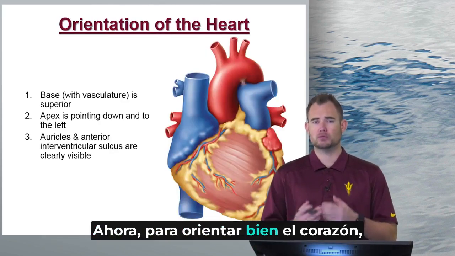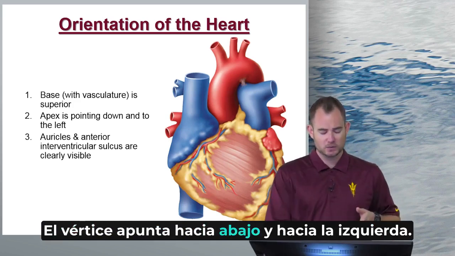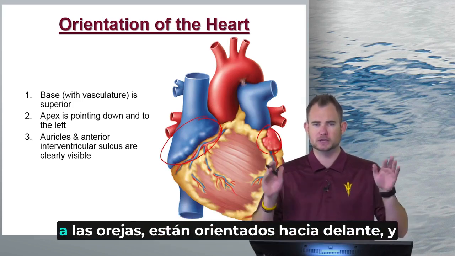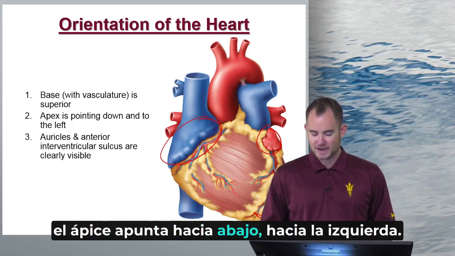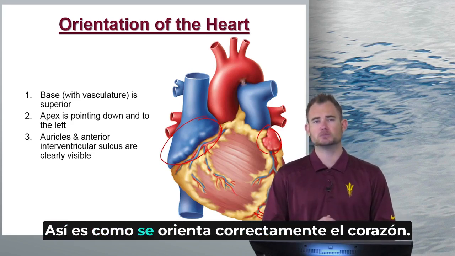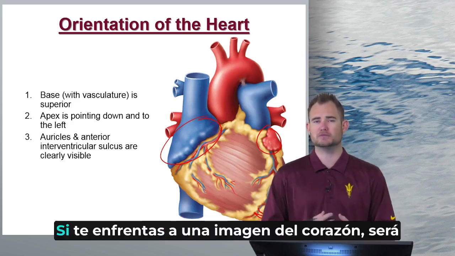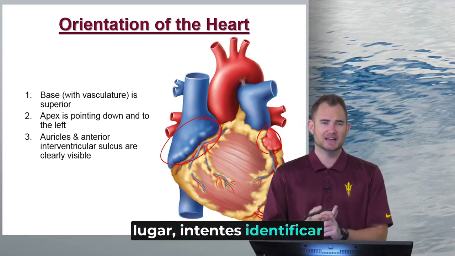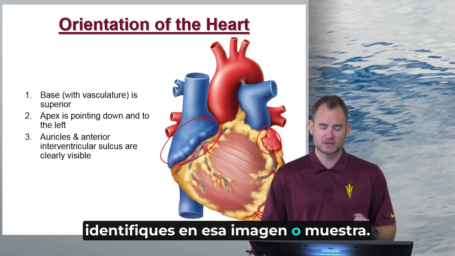Now, to orient the heart properly, the base goes up towards the superior border, the apex points down and towards the left, and the auricles, which are these little ear-like flaps, are facing anteriorly, okay? That is how the heart is properly oriented. I want you to take a minute and let that sink in, because it's going to be very relevant. If you're confronted with an image of the heart, it's going to be important that you first orient that heart properly, and then second, try and identify whatever you're being asked to identify in that image or specimen.